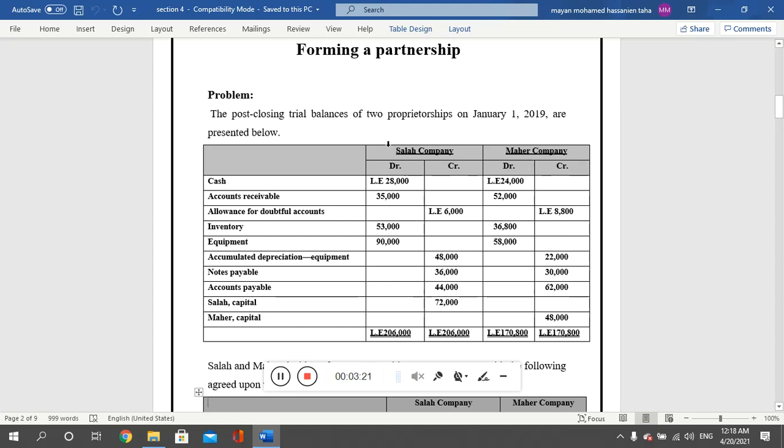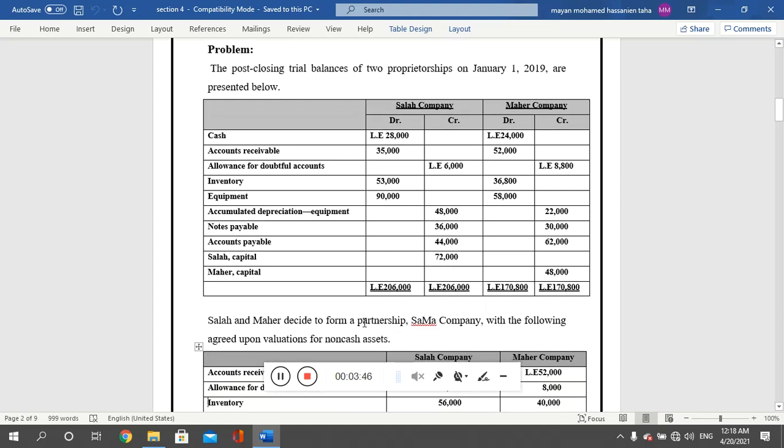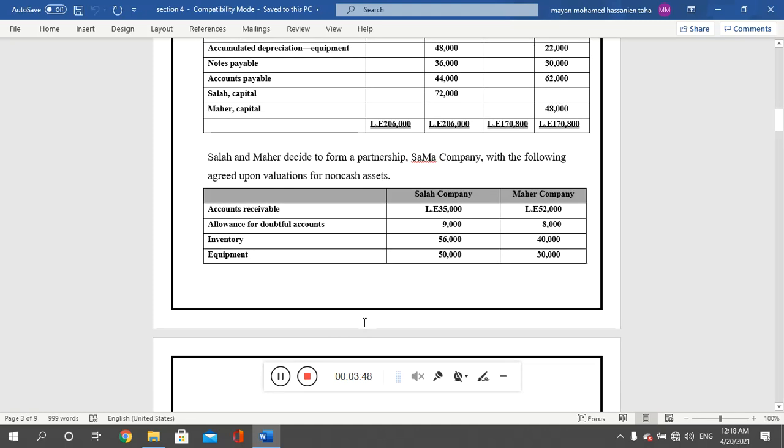Here are the items of the balance sheet: cash, accounts receivable, allowance for doubtful accounts, inventory, equipment, accumulated depreciation for equipment, notes payable and accounts payable, and Salah capital and Maher capital. The last row is the total of each side, the credit side and the debit side. So this is an introduction to our example.